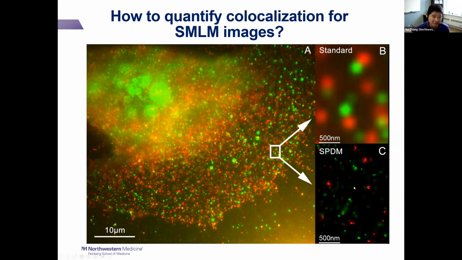But after this high resolution, the signal is much clearer. So even if they are very close to each other, the colors won't merge together. They won't show the yellow color anymore. In addition, the yellow color only gives you a binary answer, yes or no, for the colocalization. But sometimes we want a quantified answer.